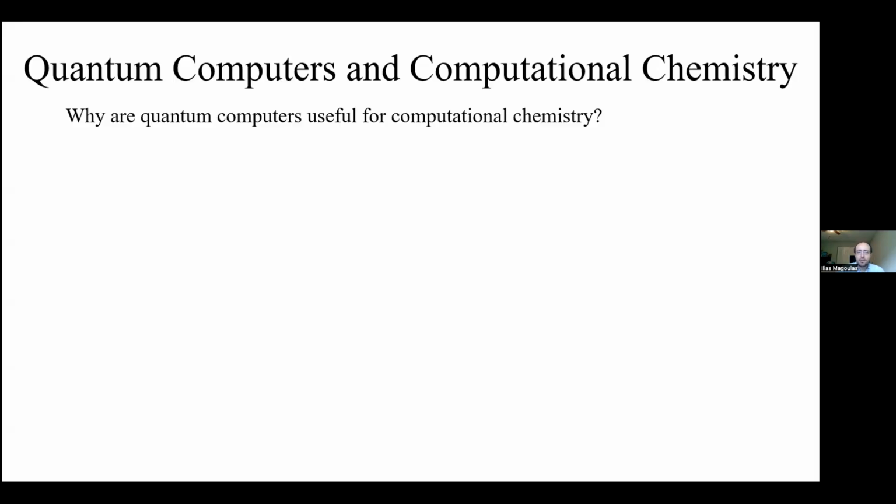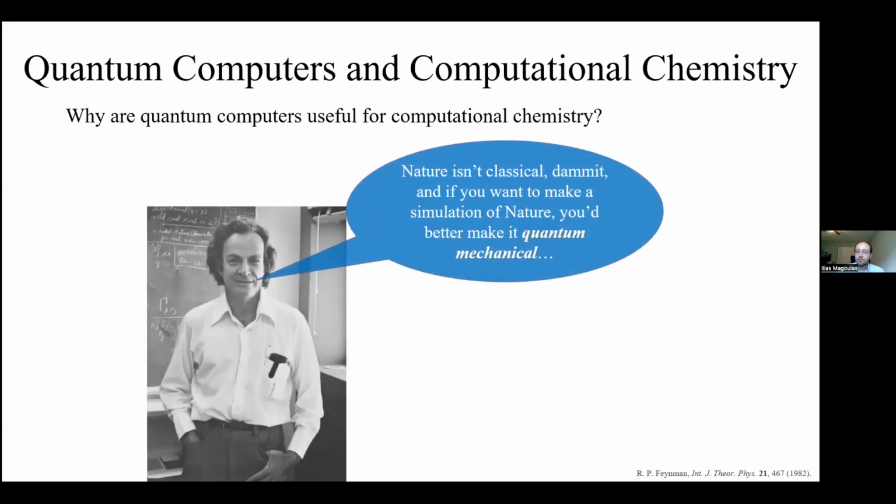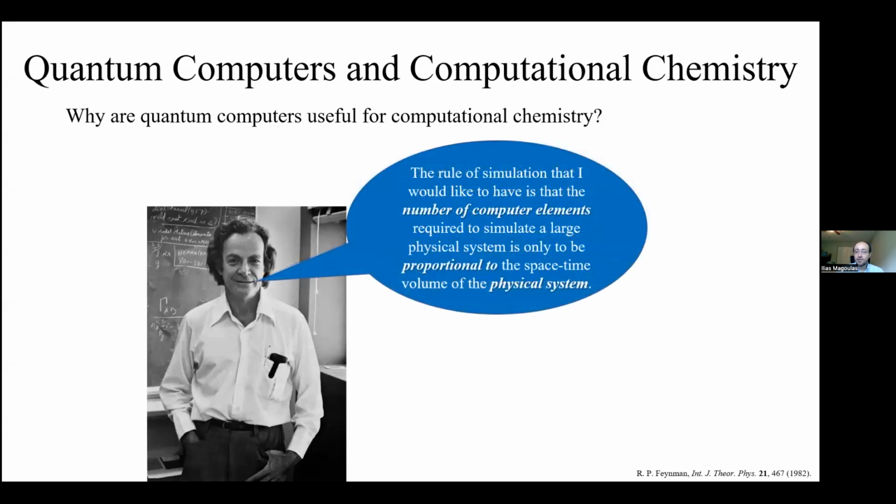So first of all, why are quantum computers useful for computational chemistry? 40 years ago, Feynman said that nature isn't classical, and if you want to make a simulation of nature, you better make it quantum mechanical. But in fact, Feynman also went one step further, and he said that the rule of simulation that he would like to have is that the number of computer elements that are needed to simulate the physical system need to be proportional to the size of that system.